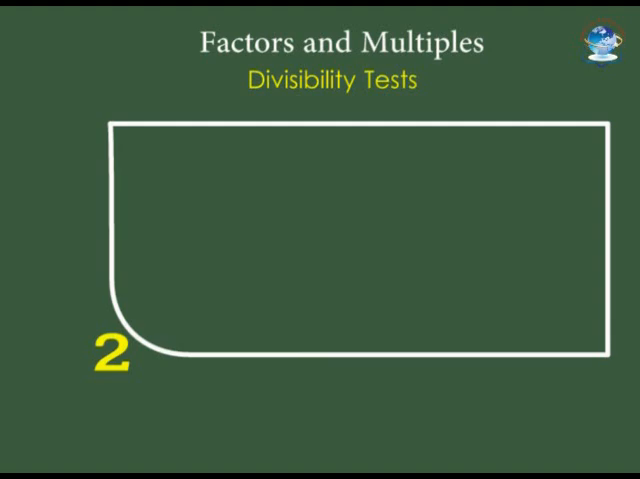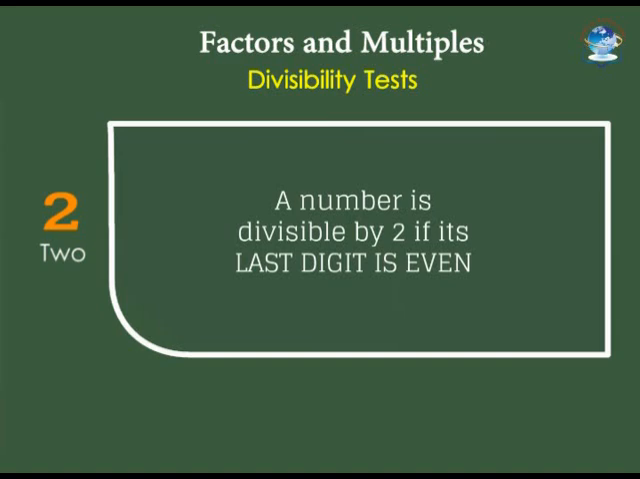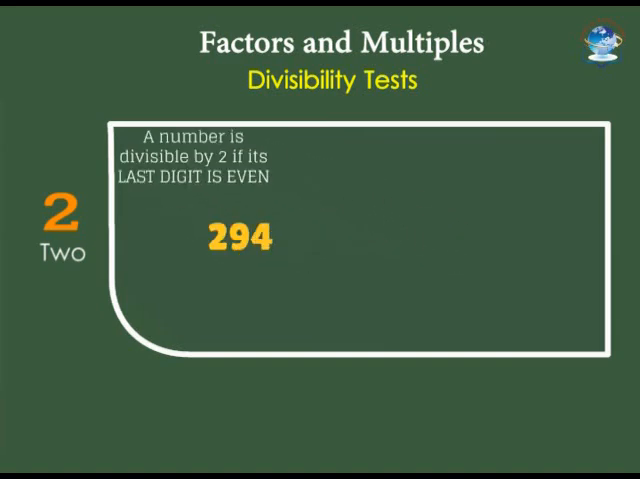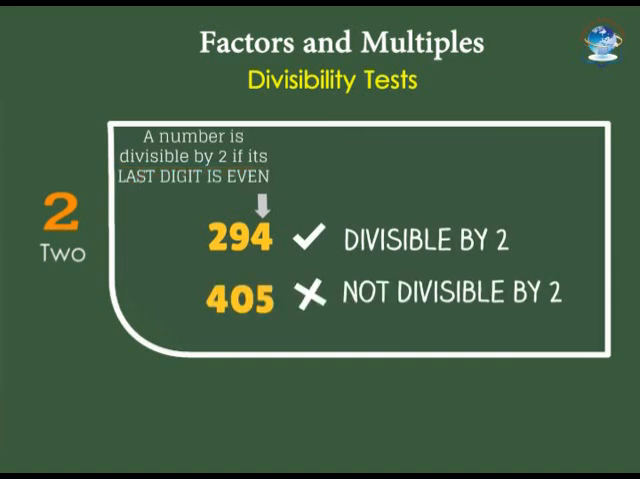Divisibility test for the number 2. A number is divisible by 2 if the last digit is even. For example, 294 is divisible by 2 because 4 here is even. 405 is not divisible by 2 as its last digit is 5, which is an odd number.